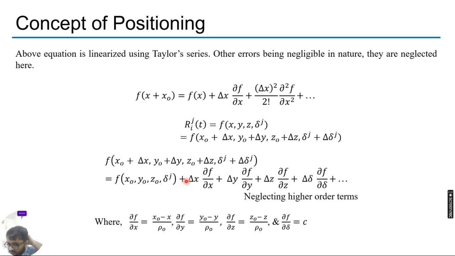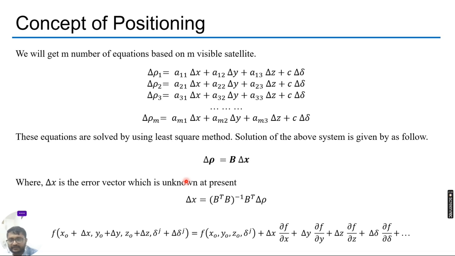Then we have this. So we can put it like this, and then it will be converted into the four different equations, which will be like delta rho 1 is equal to a11 delta x plus a12 delta y plus a13 delta z plus c delta t. So like that we can get the n number of equations depending on the satellite's visibility.